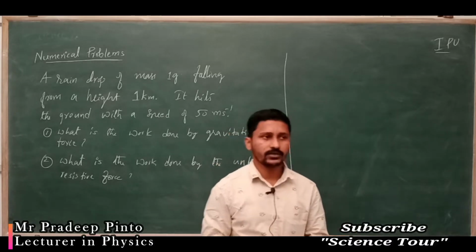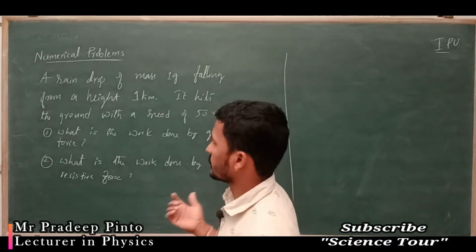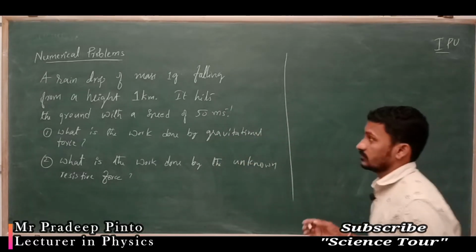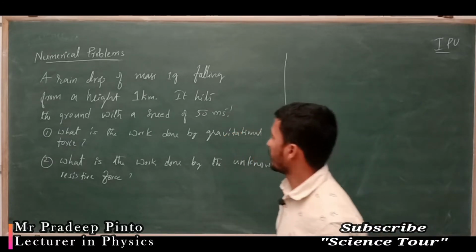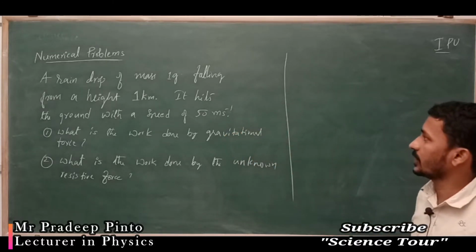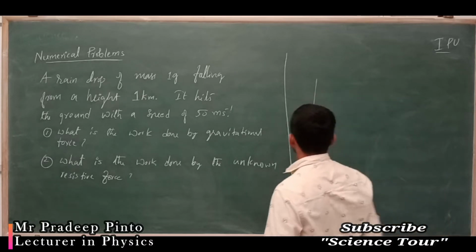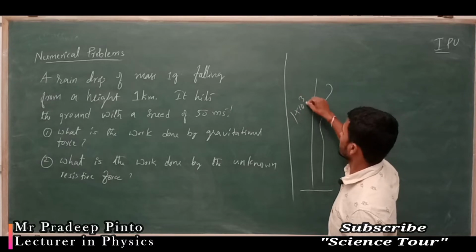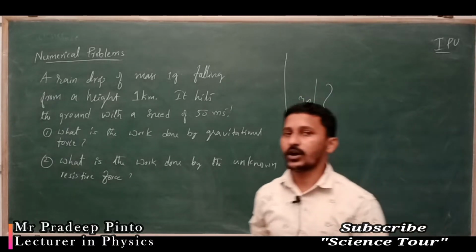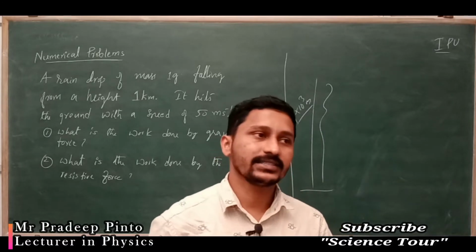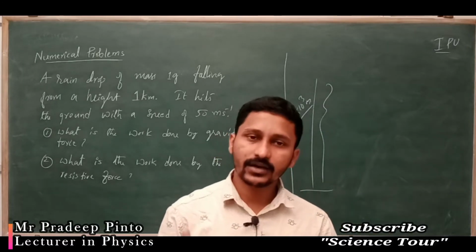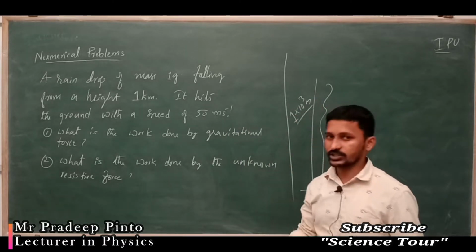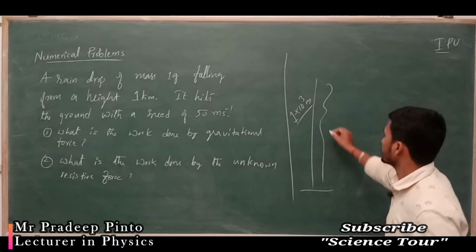Now, one of the problems we have written on the board, and we are going to deal with this. What it says: a raindrop of mass 1 gram is falling from a height of 1 kilometer. The height is 1 kilometer, and 1 kilo means 1 into 10 to the power 3 meter, because we have to write everything in terms of SI units. Kilo is a prefix, so always 1 into 10 to the power 3. Kilometer, that is the height.